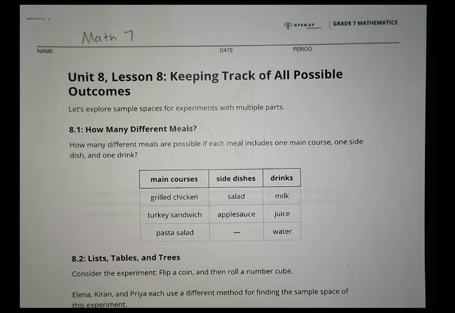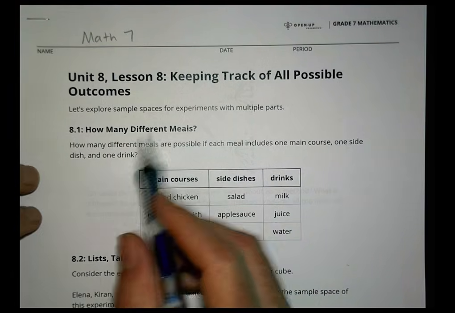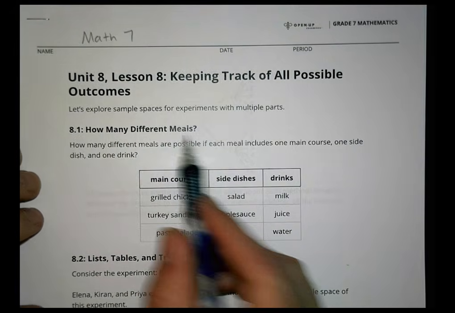Hey there, this is Math 7 Unit 8, Lesson 8, Keeping Track of All Possible Outcomes. So we're exploring some sample spaces for experiments that have multiple parts. Lots of different things can happen here as we look through these. We begin with a question called how many different meals.